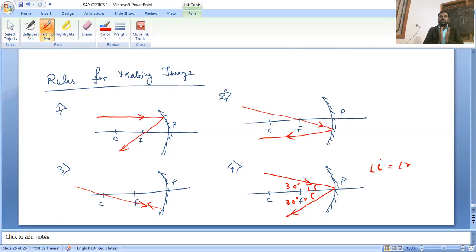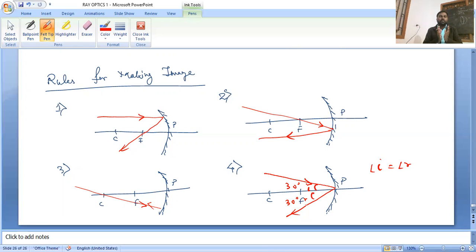So what is a real image? For the formation of an image, the image is formed at the intersection point of rays. After reflection, where the rays meet, at that point the image is formed.